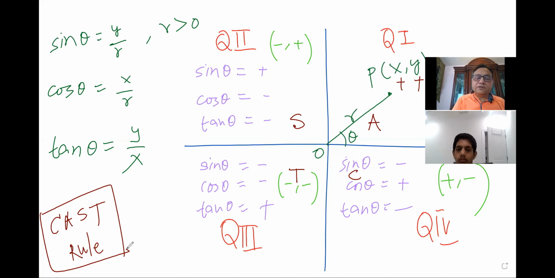In quadrant 3, both x and y are negative. So both sine and cosine are negative. However, their ratio, tan, is positive. And in quadrant 4, x value is positive, y value is negative, cosine is positive, sine is negative, and their ratio, tan theta, is negative. Correct? Now that helps us to give a very big picture.